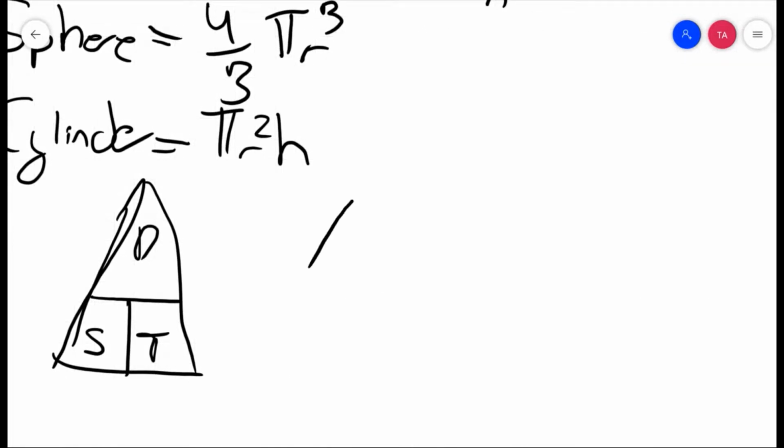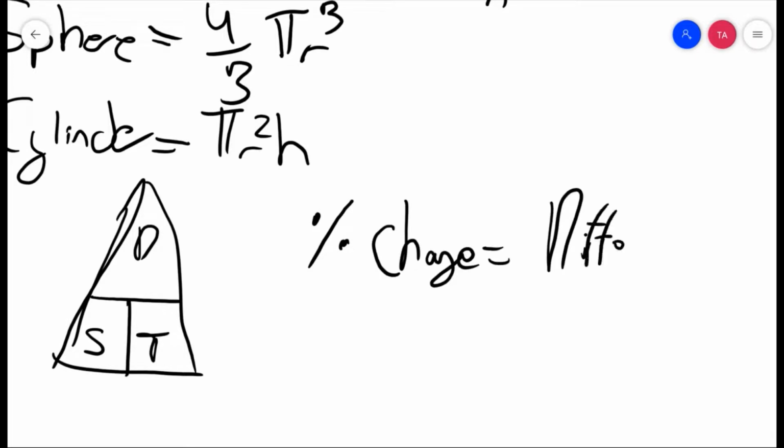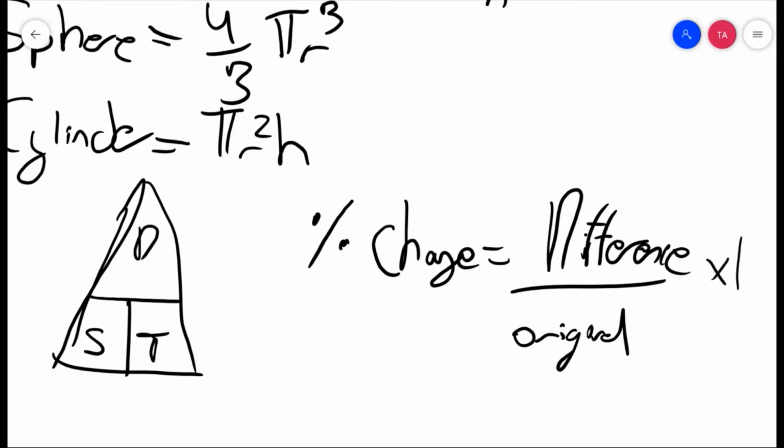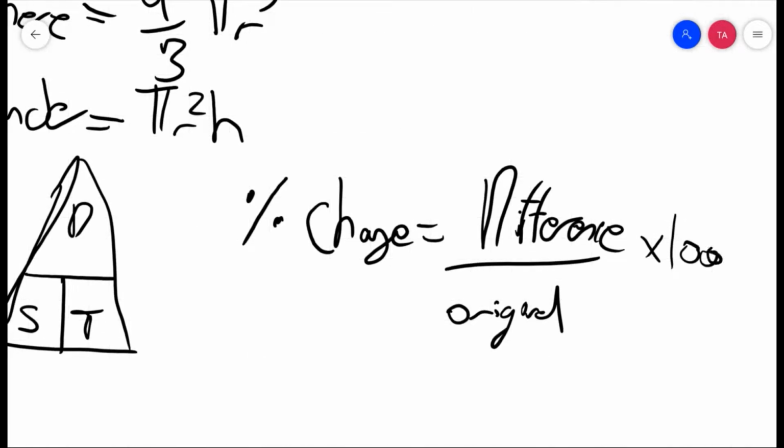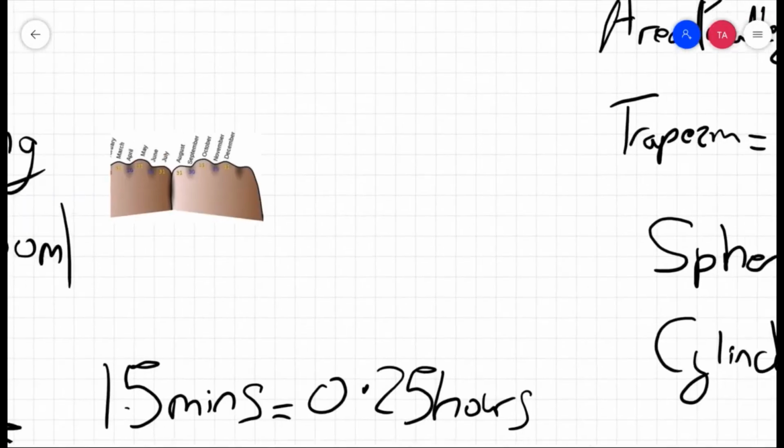Finally, percentage change. This also comes up a lot. This is the difference divided by the original, times 100. So make sure you also learn this well.